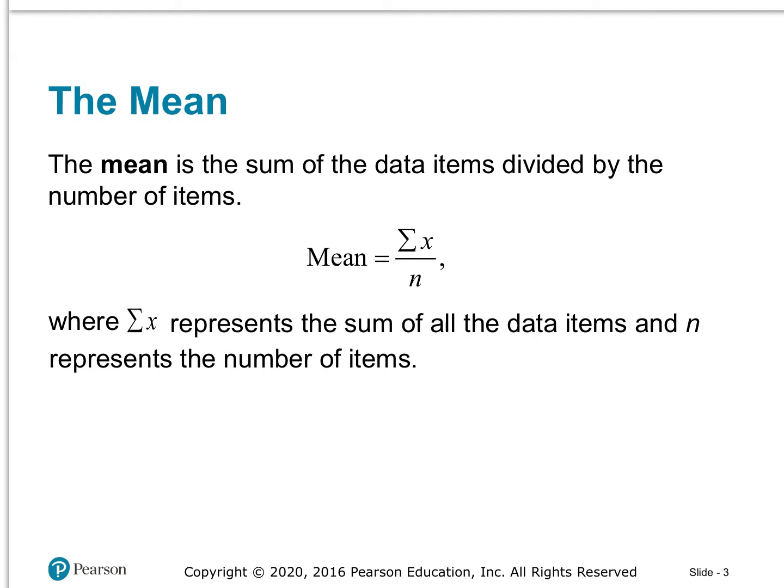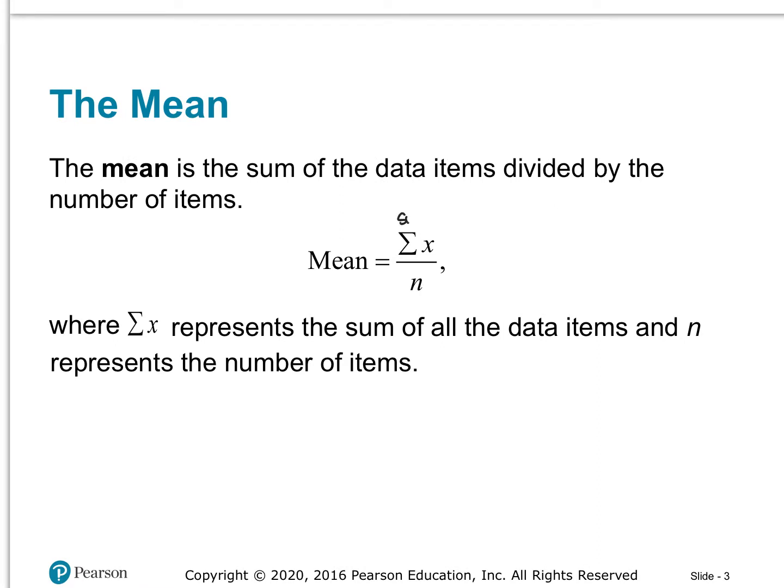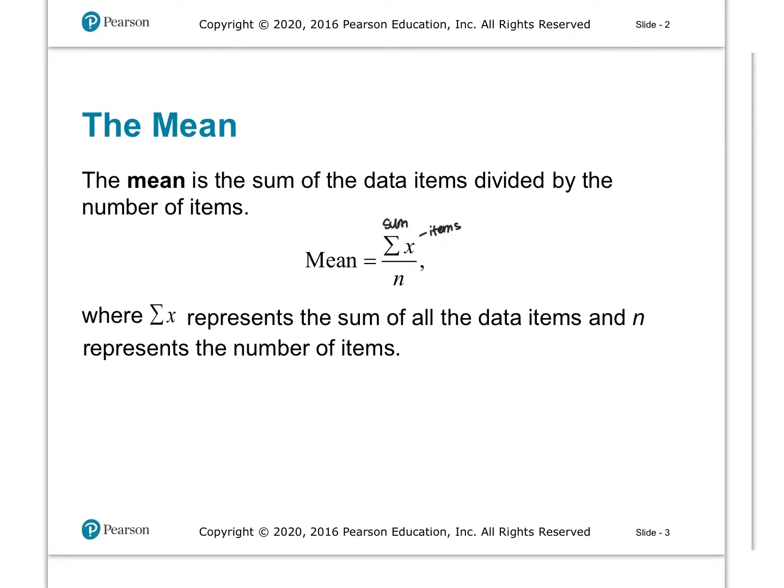So the mean is the sum of all data items divided by the number of items. So this is your sum, and then X is like your items, and then over N. So sigma X represents the sum of all the data items, and N represents the number of items. So like this would be types of items and then the number of those total.